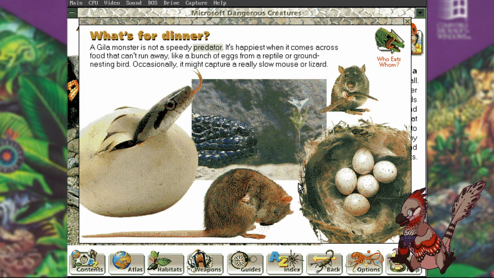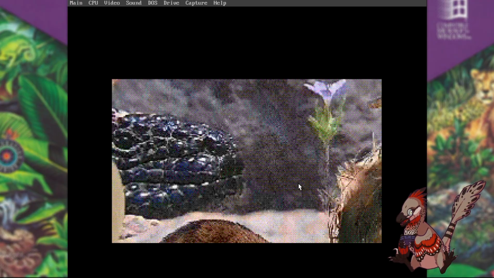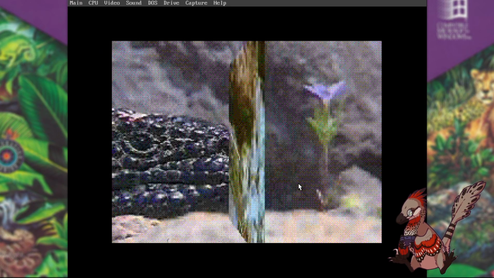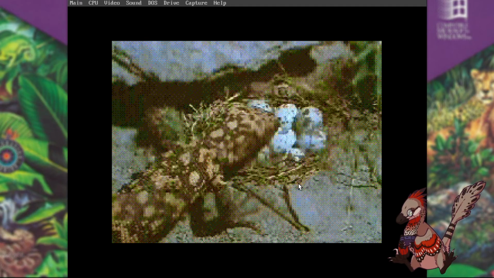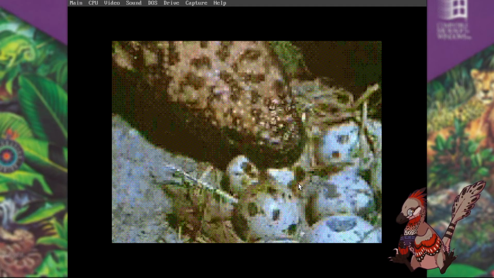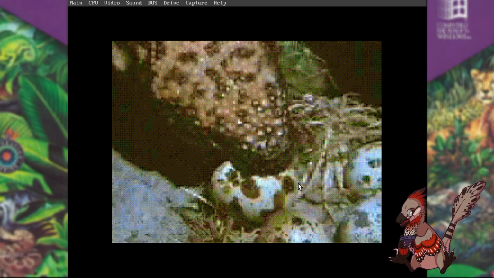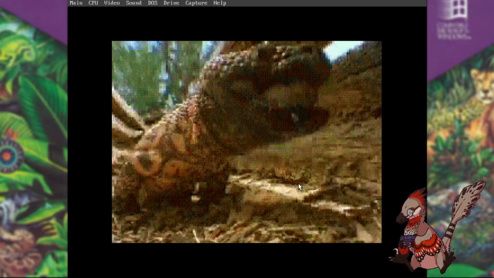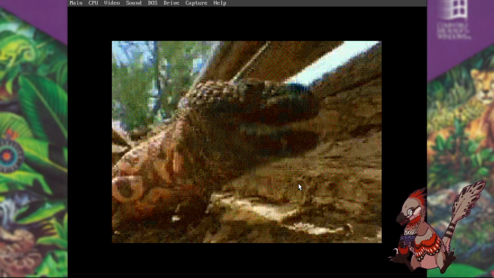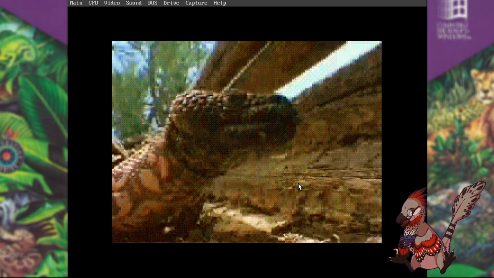What's for dinner? Oh my god! That was adorable. Gila monsters aren't exactly quick, so they don't attack fast-moving prey. Oh, they're so cute. An egg moves at about the speed of this lizard. Steal the egg! Egg! Wow, swallow it whole. It's like a snake. Nom nom.